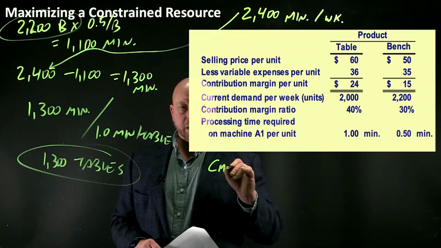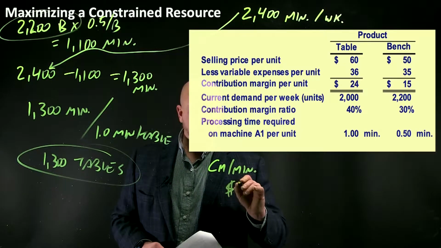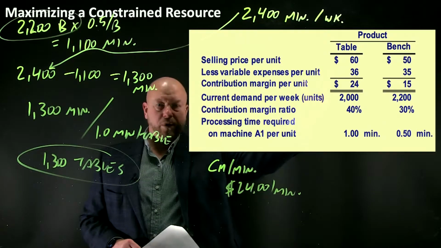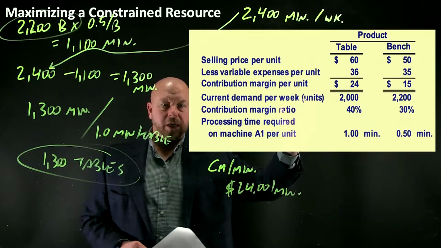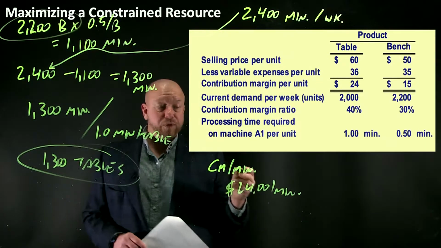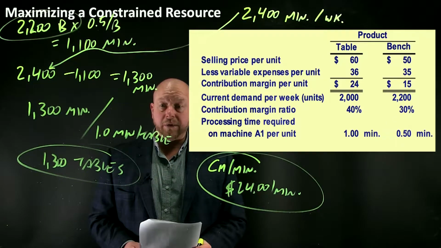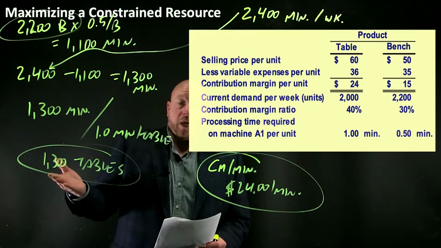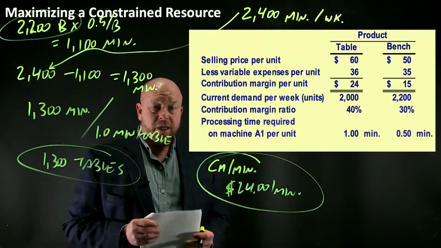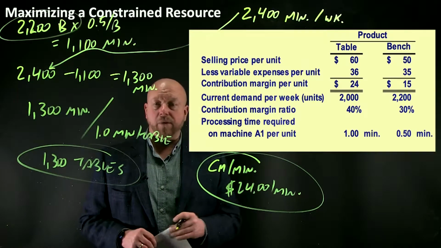Because remember, the contribution margin per minute for tables was $24 per minute, right? We could earn $24 per table, and each table requires a minute of machine time. So if we did have another minute of machine time, what would we do with it? Well, we would make some more tables and try to get up to the 2,000 that customers want to purchase. So the value of an additional minute of machine time is 24 bucks.